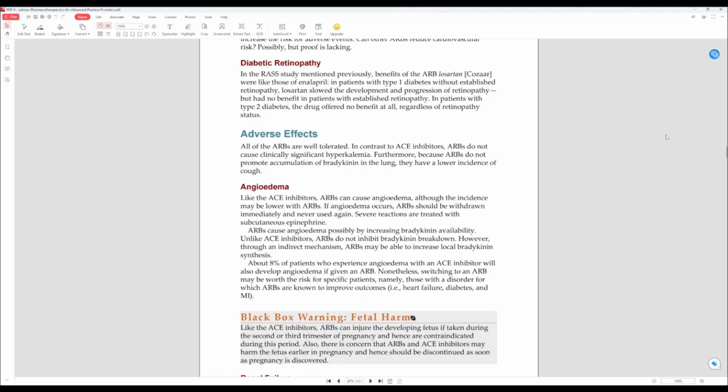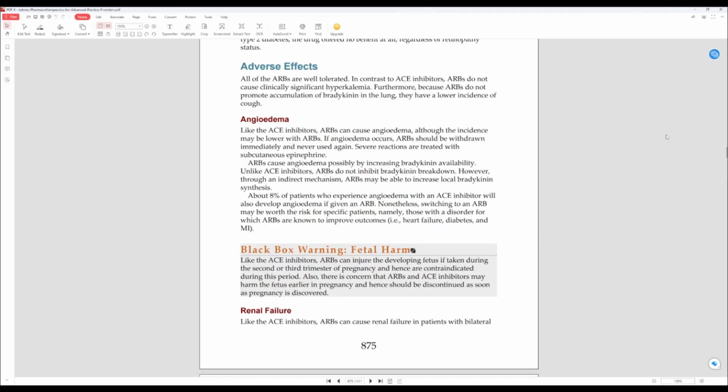Your diabetic retinopathy. In the RAS study mentioned previously, benefits of an ARB, losartan, were like those of enalapril in patients with type 1 diabetes. Without established retinopathy, losartan showed that the development and the progression of retinopathy was slowed down, but had no benefit in a patient with established retinopathy. In patients with type 2 diabetes, the drug offered no benefit at all, regardless of retinopathy status.